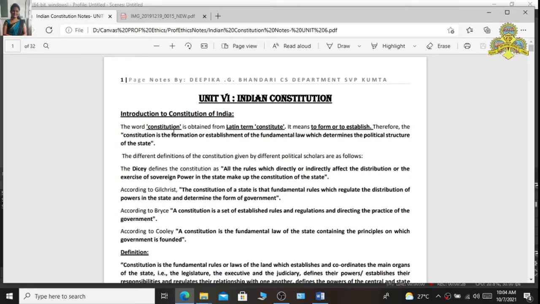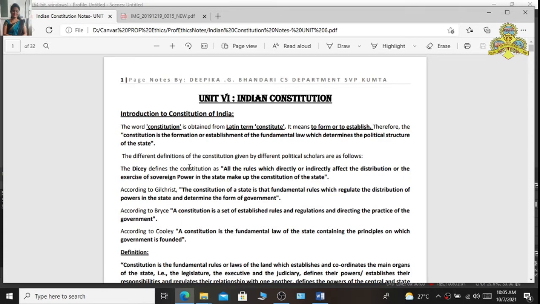The word constitution is obtained from the Latin term constitutes. Constitute means to form or to establish. Therefore, the Constitution is defined as the formation or establishment of the fundamental law which determines the political structure of the state.